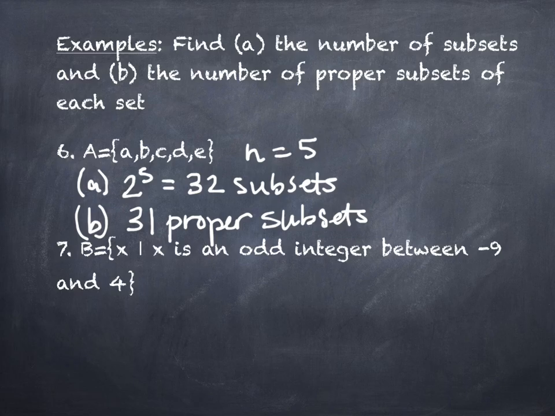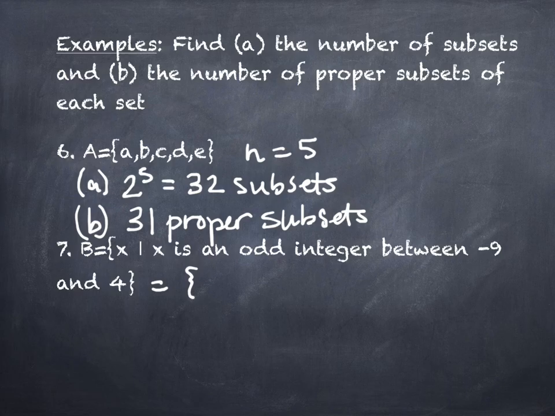Now B's a little different because B doesn't list a bunch of symbols like part A did. Set B says x such that x is an odd integer between -9 and 4. So what would you like to do? Sure, we could list them out, right? Yeah, we could. So let's do that. What would this set be in terms of the numbers that I get to include?